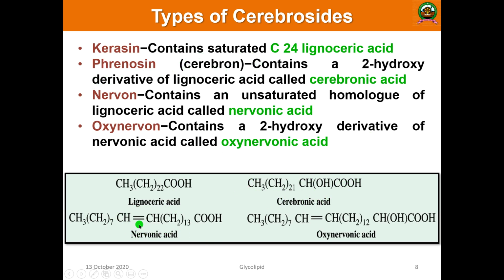Then the next one is nervonic acid. Here the structure is CH3, CH2 7 times, there is a double bond, I told you there is an unsaturation, CH double bond CH, CH2 13 times and COOH, nervonic acid. And similarly here also an unsaturated acid, the hydroxy derivative of nervonic acid called oxynervonic acid, that is CH3, CH2 12 times, with CH where one H of the CH2 is replaced by a hydroxyl group, CHOH, then COOH. So these are the different types of cerebrosides.